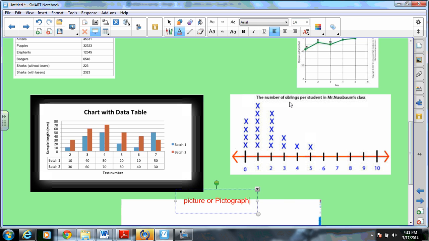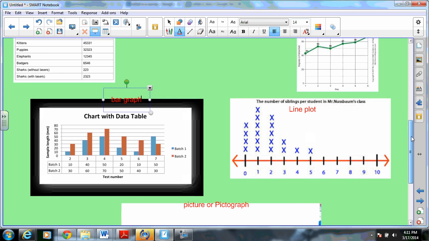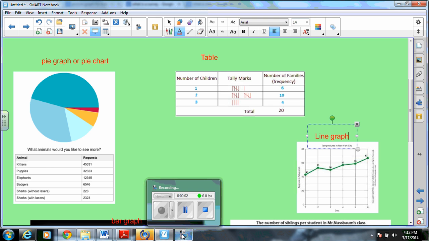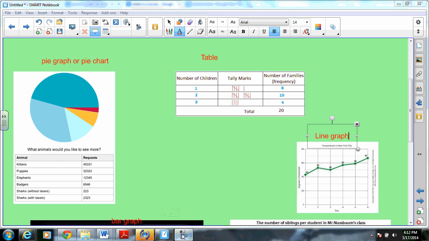And I'm going to type, this is a line plot. This is a bar graph. And this is a line graph. And so that's pretty much all I want to tell you about graphs today. We will learn more about graphs tomorrow.